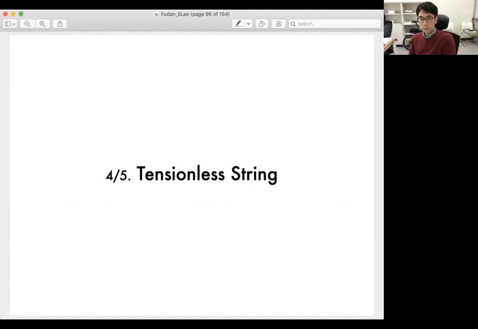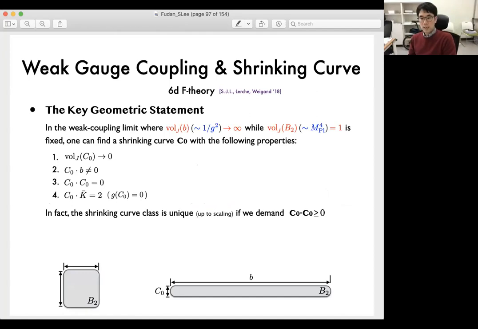Let me explain this firstly in six dimensions. The key geometric statement is this paragraph. In the limit of our interest, where the U1 gauge divisor B expands inside the twofold base B2, while this base itself is kept finite, one can always find a shrinking base curve C0 inside B2. Furthermore, this shrinking curve intersects this expanding divisor B. It does not self-intersect, and it's topologically a two-sphere. And in fact, one may also argue for its uniqueness.